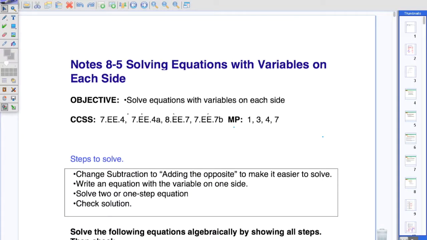Notes 8.5, solving equations with variables on each side. The objective is to solve equations with variables on each side. The Common Core state standards are listed, and the mathematical practices.